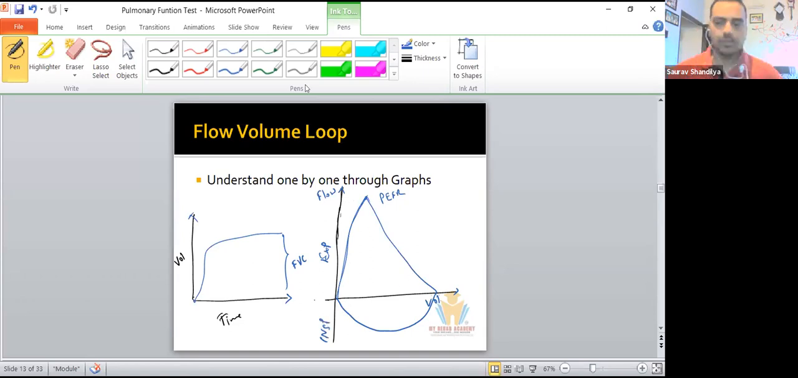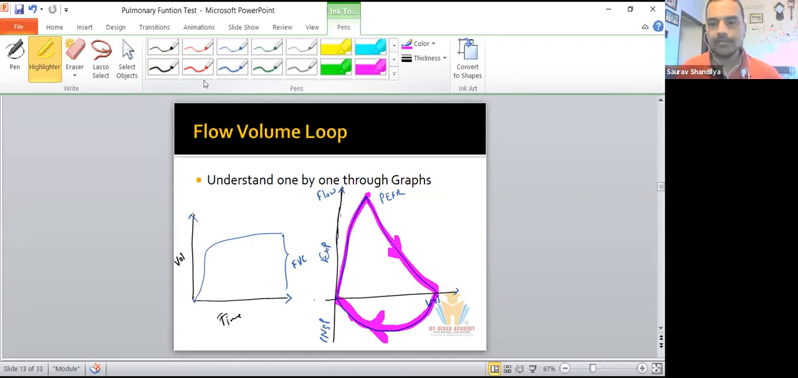Okay, so what I mean to say, now you can see nicely the inspiration has happened, and then the flow in the expiration is like this. This is the highest flow and then nicely it has come down to normal. Okay, so this is the normal PEFR and then expiration has come down like this. Inspiration has happened like this and expiration has come down. Now let us talk about something which is abnormal.